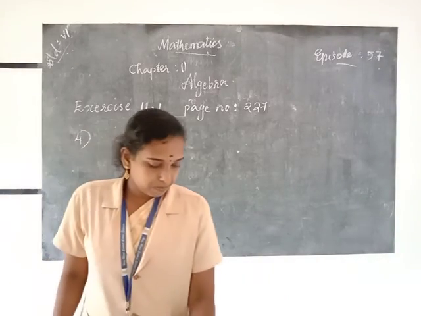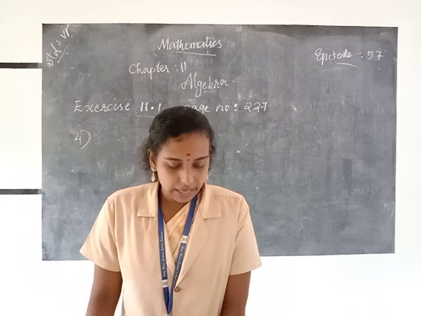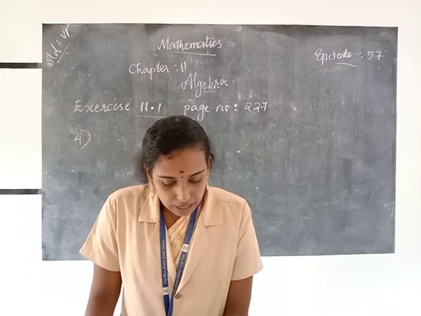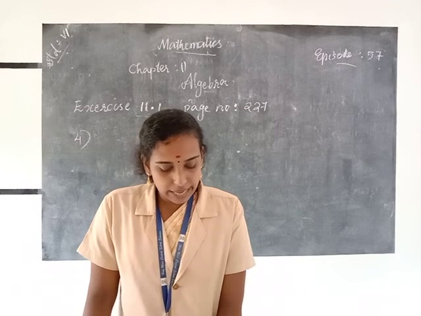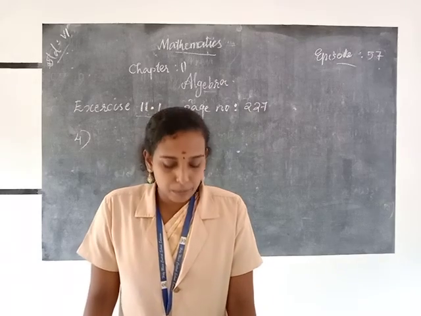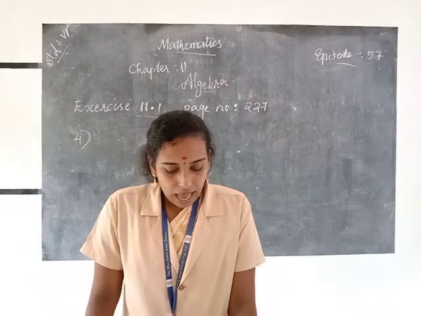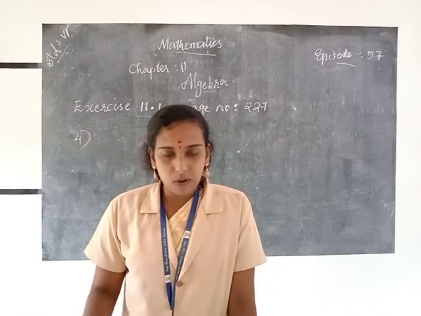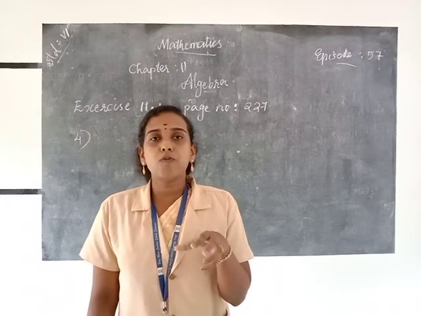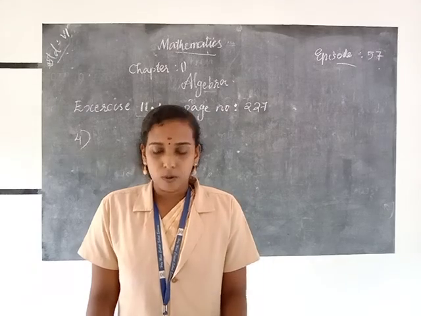Question number 4. If there are 50 mangoes in a box, how will you write the total number of mangoes in terms of the number of boxes? And here we want to find the total number of mangoes in terms of the number of boxes. And here the clue is use B for the number of boxes. B is the number of boxes. So let B be the number of boxes.